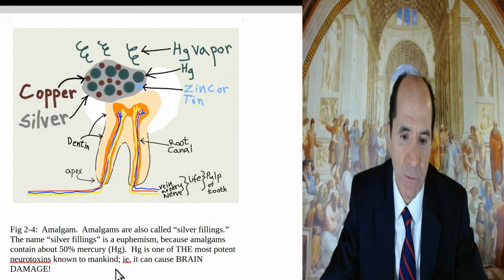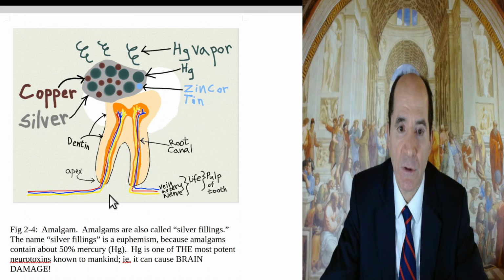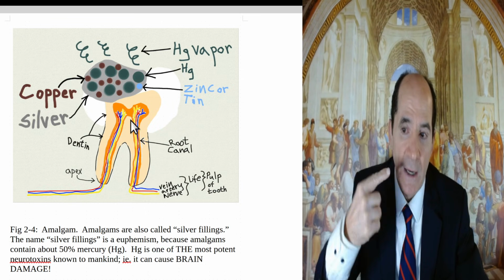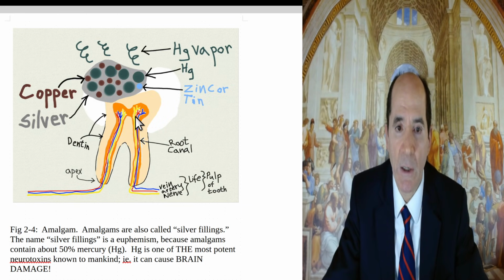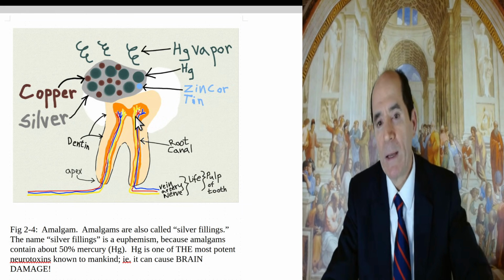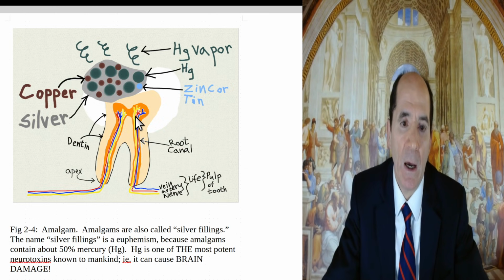Calling them silver fillings is really a euphemism because mercury is a major brain toxin, one of the most potent neurotoxins known to mankind. It can cause brain damage, and here you are installing it into a tooth where you got veins that drain the brain and the teeth that are bidirectional with no valves. Not a good situation. All right, we'll talk a lot more about amalgams and tooth infections and all this other stuff in the next one.